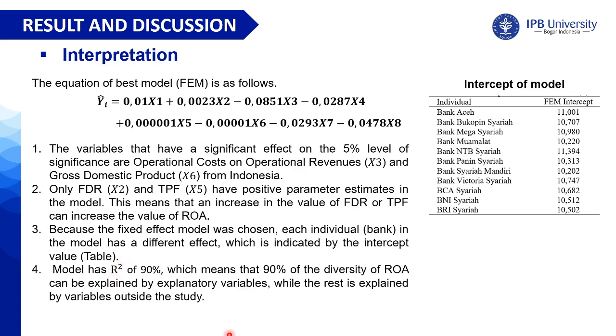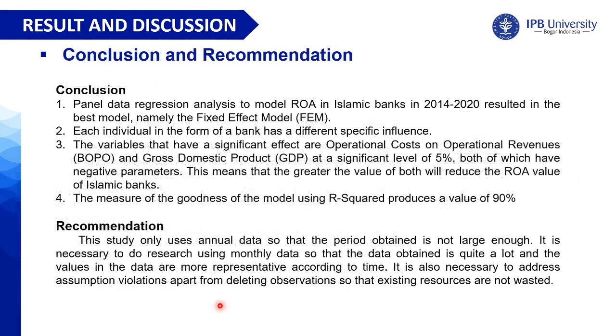The model has an R-square of 90%, which means that 90% of the diversity of ROA can be explained by explanatory variables, while the rest is explained by variables outside the study. Conclusion. Panel data regression analysis to model ROA in Islamic banks in 2014 to 2020 resulted in the best model, namely the fixed effect model with within group estimation.